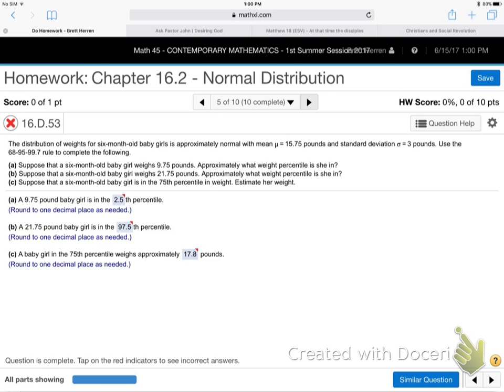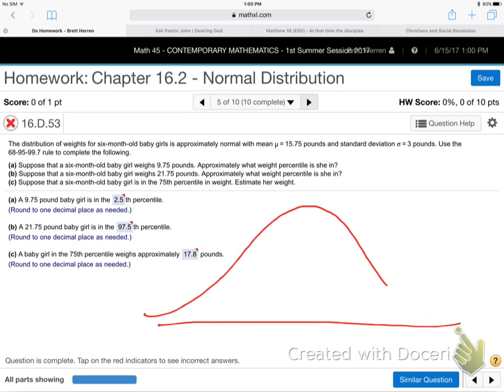All right, so distribution of weights for 6-month-old baby girls. Approximately normal with a given mean and standard deviation. Use the rule. Same thing, here we go again. So we're going to draw the normal curve. Put the middle, then 1 jump to the right, 2 jumps to the right, 3 jumps to the right, 1 left, 2 left, 3 left. What's the middle? 15.75 pounds.